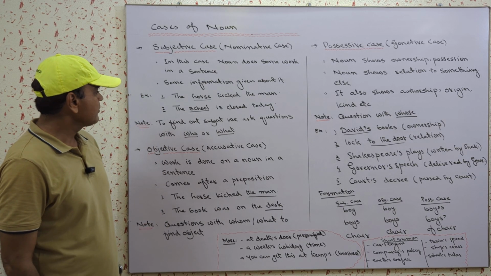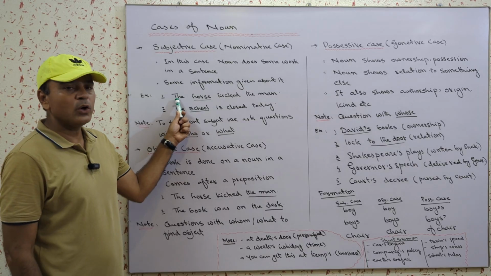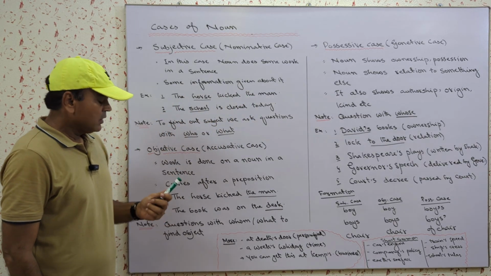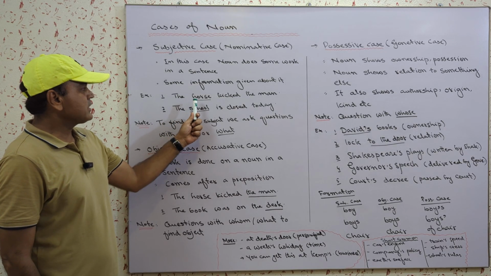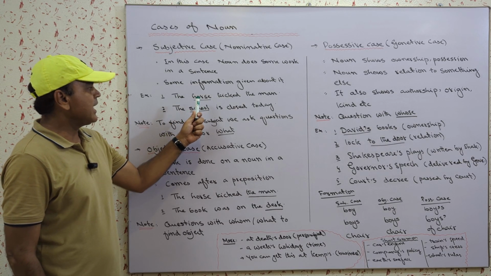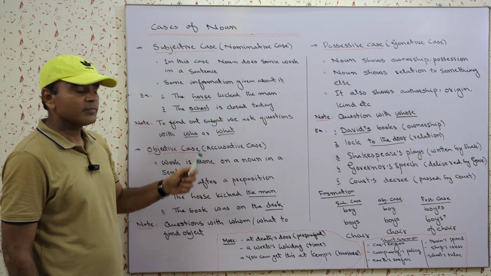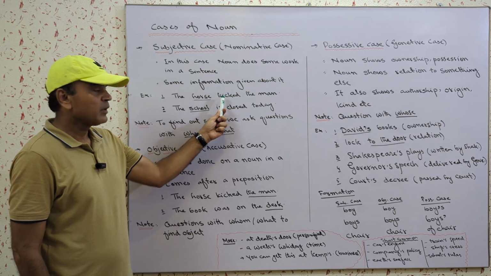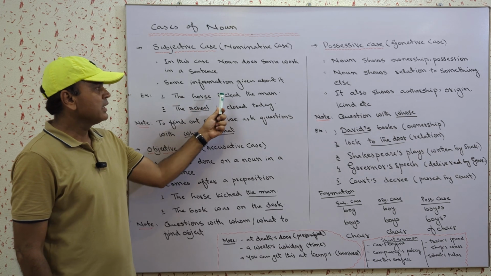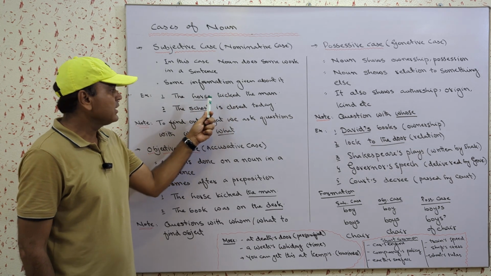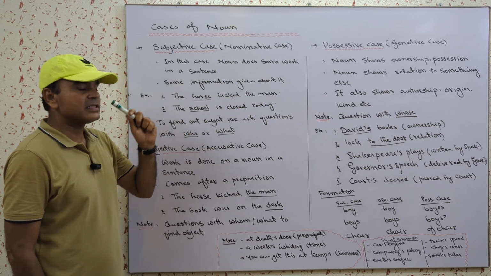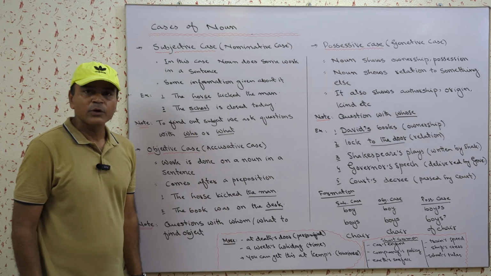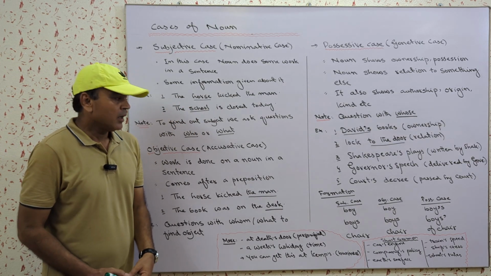For example, if I say the horse kicked the man, the subjective case of noun in this sentence is horse because it is doing the work of kicking. So here horse is the noun, it does the work of kicking. That's why in the sentence its status is subjective case, or we can also call it nominative case.